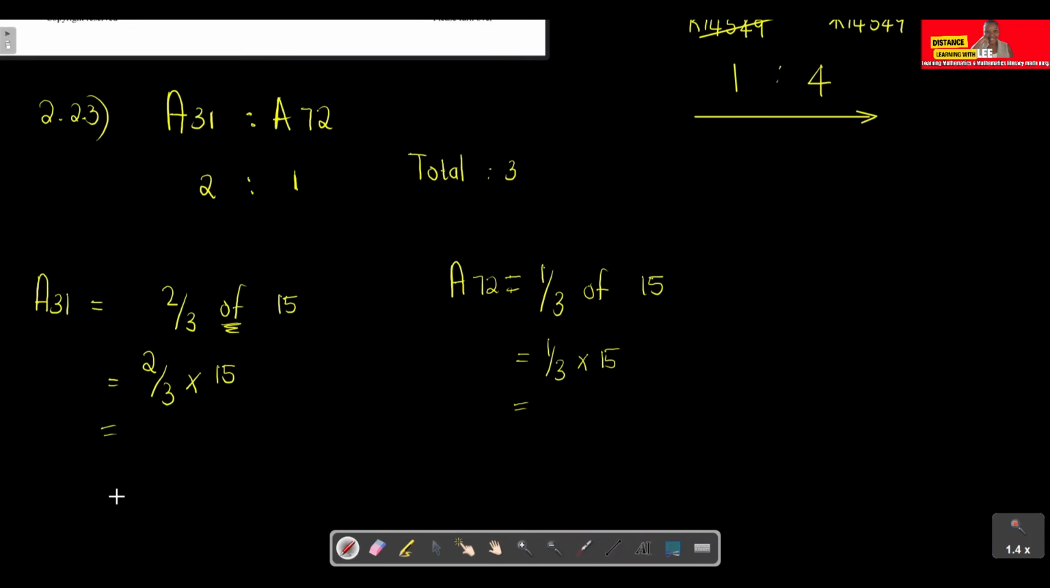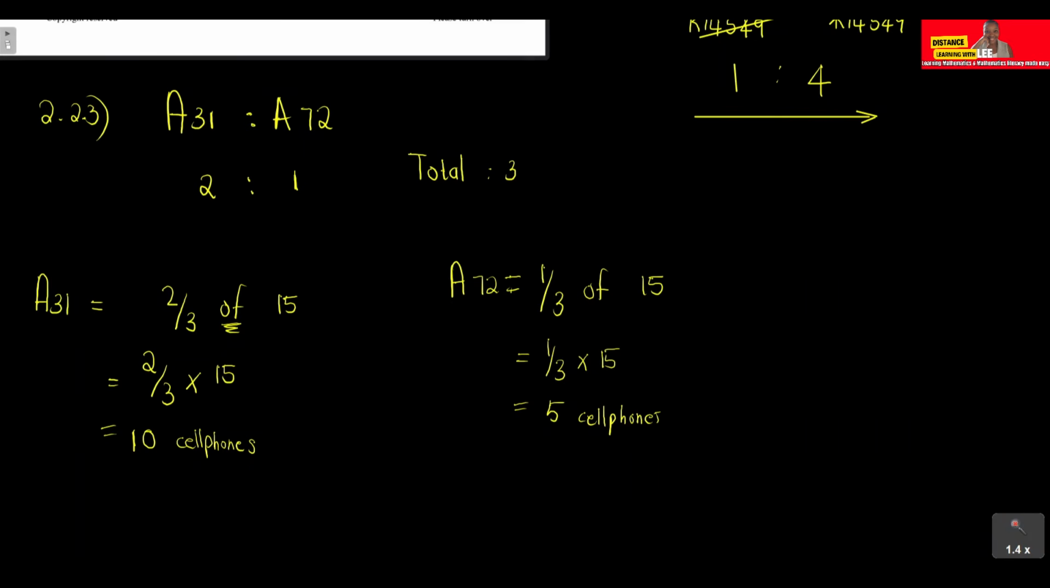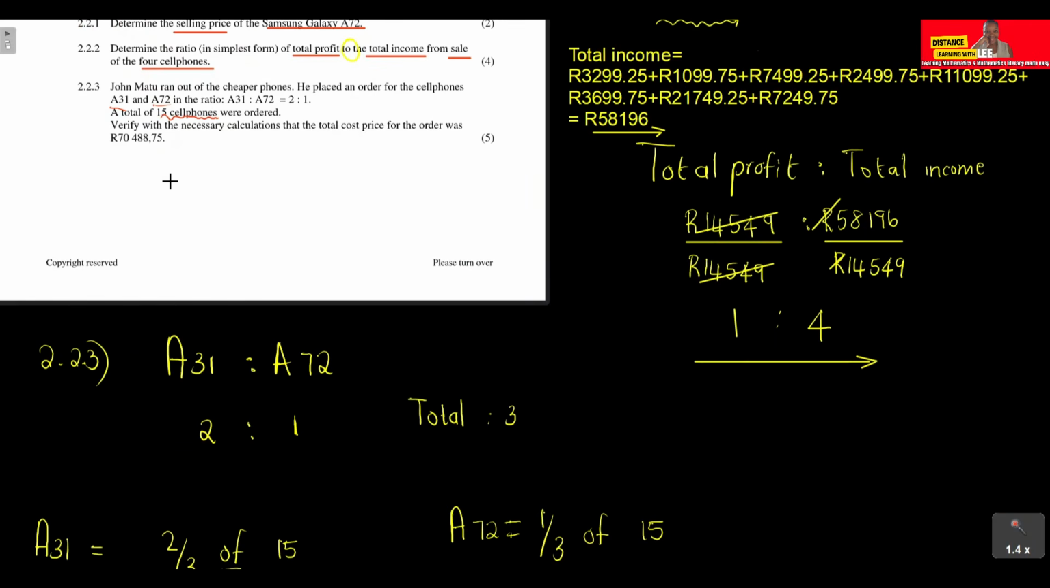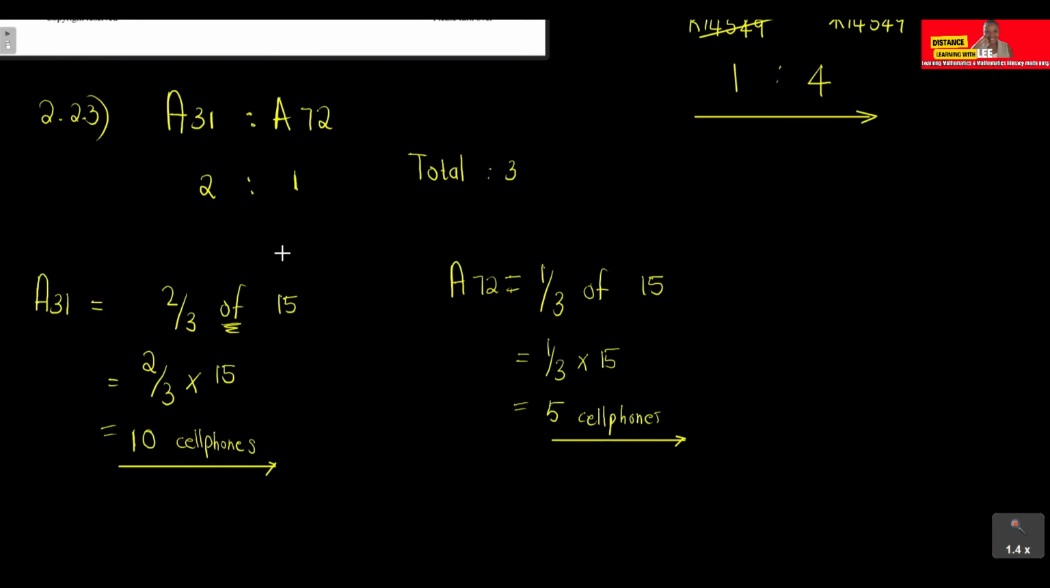So 2/3 multiplied by 15 means that he bought 10 A31 cell phones. And if you take 1/3 and multiply it by 15, you will get that he bought 5 A72 cell phones. However, guys, we are not done. The question was asking us to confirm whether the cost price for these cell phones was in fact 70,488 Rand and 75 cents, right?